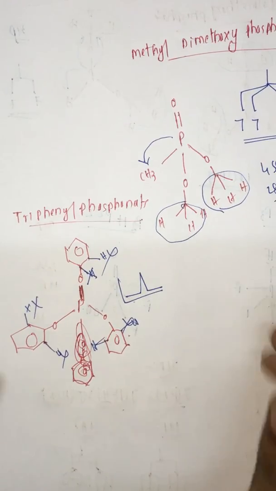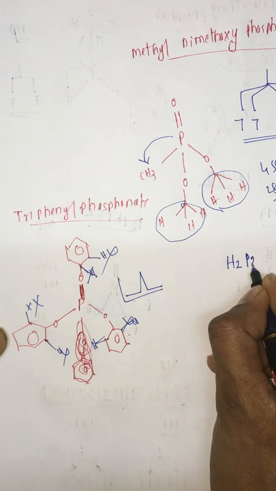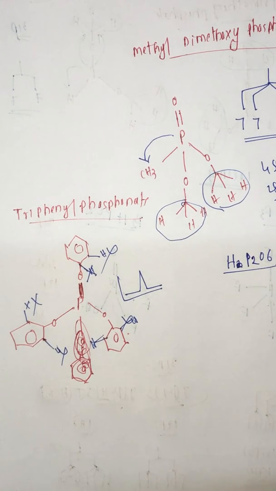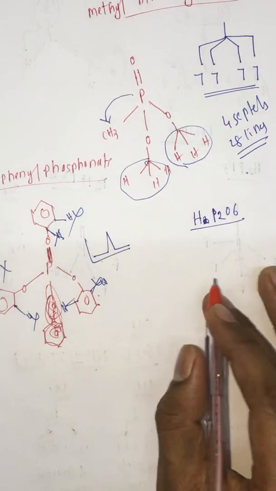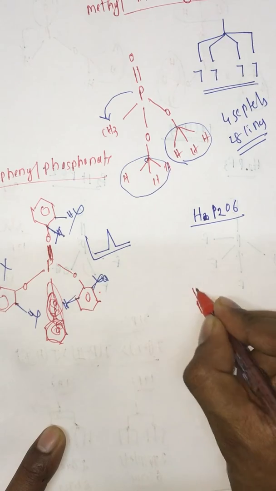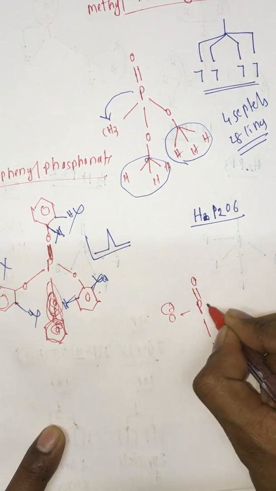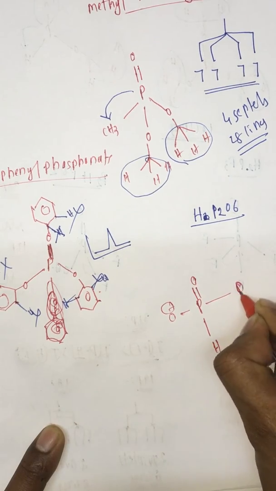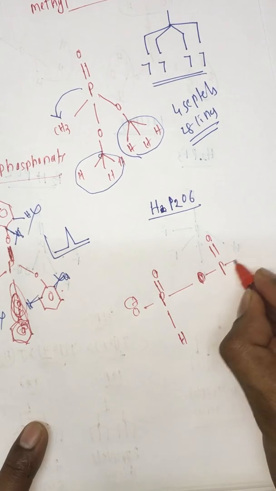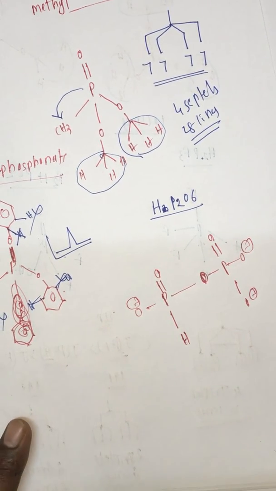Next we have H2P2O6. So the structure of H2P2O6 looks like this, P, O minus, and hydrogen is here, so this is the structure.